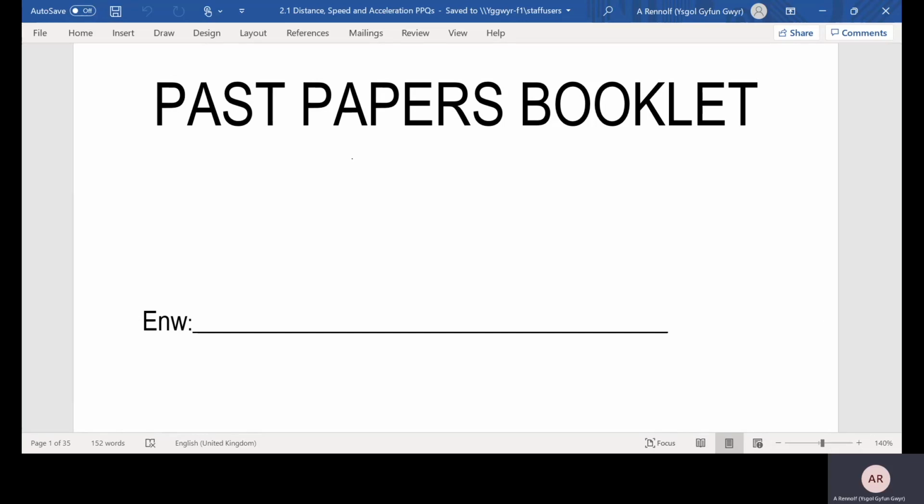this unit are speed equals distance over time, and that's given as a word equation and not as symbols on page 2 of your exam.